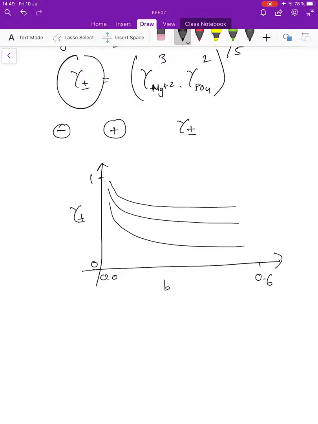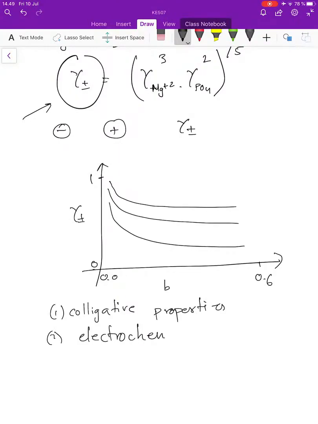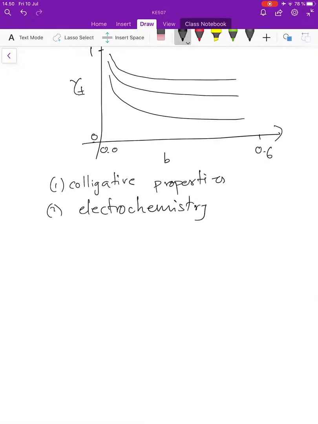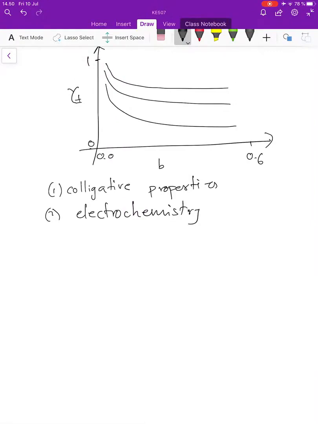I said empirically, so how do you measure this? You can measure the mean activity coefficient from colligative properties, so the depression in, or changes in, melting point and boiling point, and as you will see in your lab, from electrochemistry. So these are empirical ways to calculate the mean activity coefficient. In the next part of this video, we will look at the Debye-Huckel law, which provides a physical interpretation of the non-ideality.